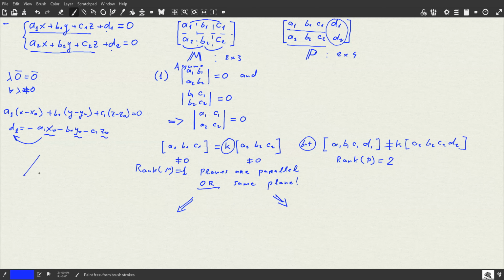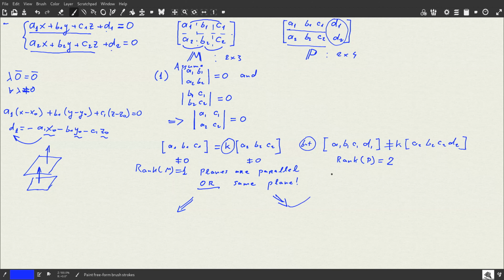So we have two planes with the same normal vectors, collinear normal vectors. But when we take into account the initial points, then the extended vectors a1, b1, c1, d1, and the same for a2, b2, c2, d2, are no longer proportional to each other. So what does it mean from the geometric intuition? Planes are parallel but different from each other.